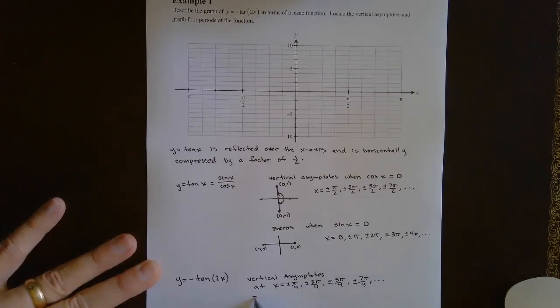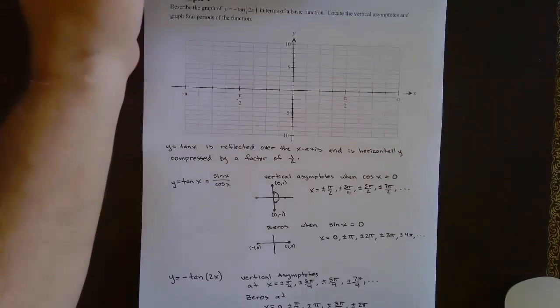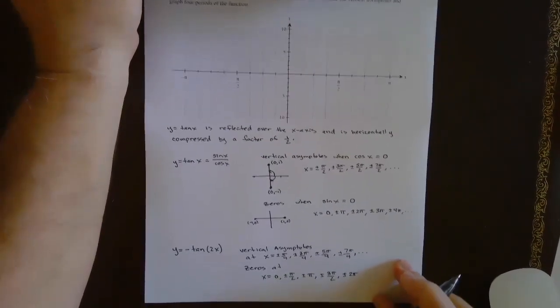Now, this one's going to have zeros at half of all of these, okay? So that'd be x is equal to half of 0, which would still be 0. Half of plus or minus pi would be plus or minus pi over 2. Plus or minus 2 pi over 2, which would be plus or minus pi. Plus or minus 3 pi over 2. And plus or minus 2 pi, because that'd be 4 pi over 2. And you can't see this. Let me slide that up for you.